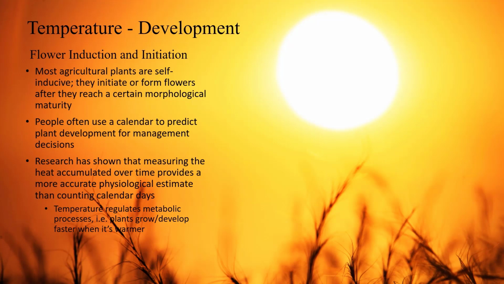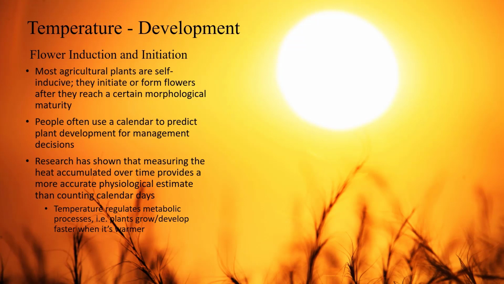Now, most of our agricultural plants are self-inducive, meaning that they will initiate or form flowers after they reach a certain morphological maturity. Now, this is different from our photoperiodism that we learned in our last lecture. In that case, it was the change in day length that was leading to flower initiation or induction. For most of our agricultural plants, they are self-inducive, so they would be those day-neutral plants. They wouldn't respond to changes in day length. Instead, what these plants are doing is they are reaching a certain metabolic process at a certain stage, and that's triggering them to start forming flowers.